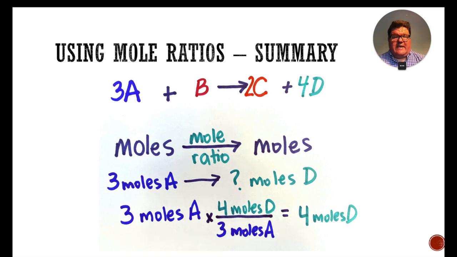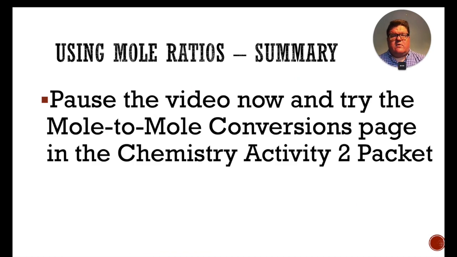So 3 moles of A are given. I can use the conversion factor 4 moles of D over 3 moles of A, and when we do our calculation, we come up with 4 moles of D. The way this is set up, the moles of A will cancel, and so the only unit we are left with is moles of D, which was what was wanted in the answer. Pause the video now and try a quick mole-to-mole conversions page in the Chemistry Activity 2 packet.